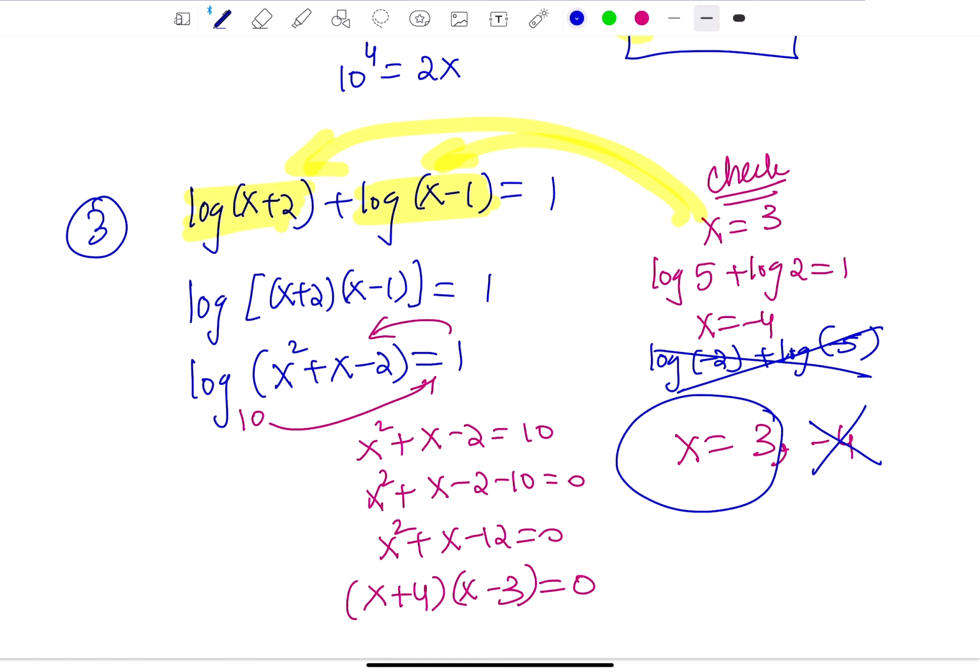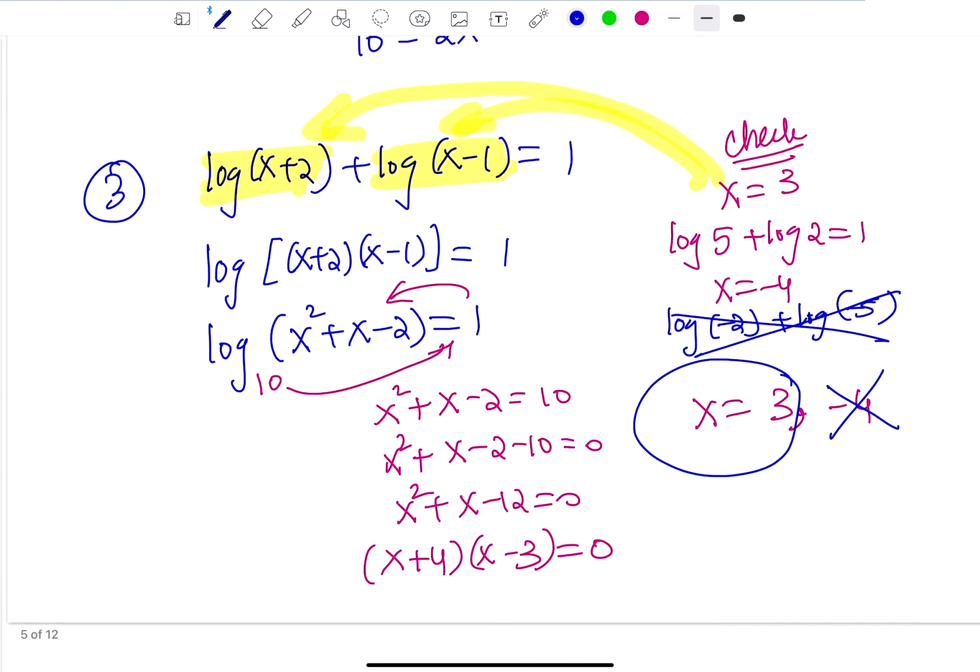X equals negative 4 is causing domain issues because log of 0 or log of a negative number does not exist. We discussed it in the last video, why we cannot take log of 0 or log of a negative number.